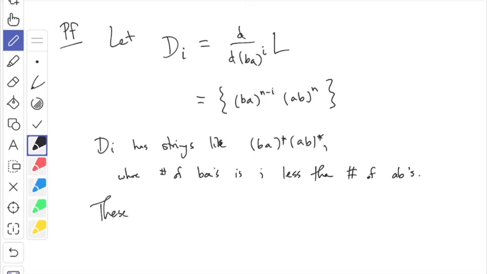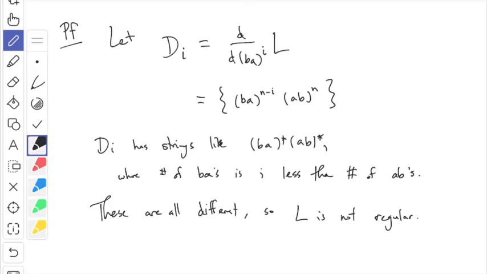So I say, as we always do, to conclude here, these are all different. So L is not regular, right? L has infinitely many different derivatives, so it's not a regular language. All right, this is how we use the derivatives to show that something is not a regular language.